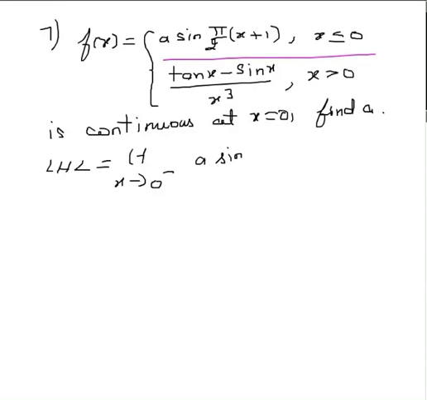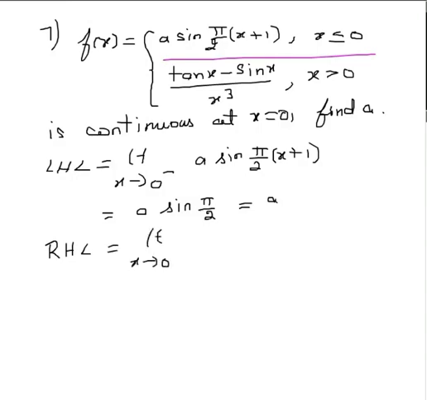A sine of pi by 2 times x plus 1. There is no denominator becoming 0. Directly we can substitute. It is so simple. Sine of 0 plus 1, which is 1, into pi by 2. Pi by 2. Sine 90 is 1. The answer is A.